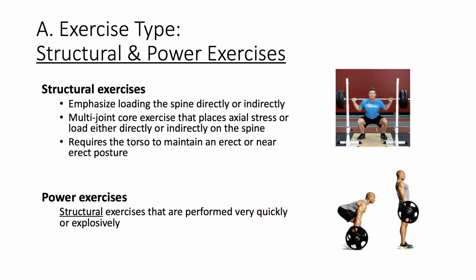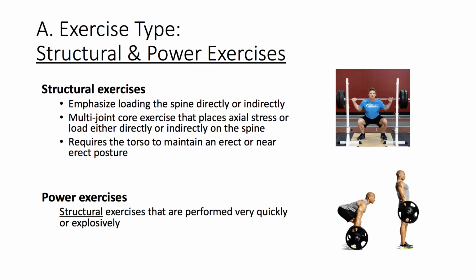The next type of exercise is structural and power exercises. Structural exercises are those that load the spine directly or indirectly. A squat loads the spine as the weight is on the shoulders, and a deadlift indirectly loads the spine. So these are typically multi-joint core exercises that place axial stress or load either directly or indirectly on the spine. And it really requires the torso to maintain an erect or near erect posture, so a nice straight posture. So two prime examples are a squat, which directly loads the spine, and a deadlift that indirectly loads the spine. Both of these are core exercises and both are multi-joint.